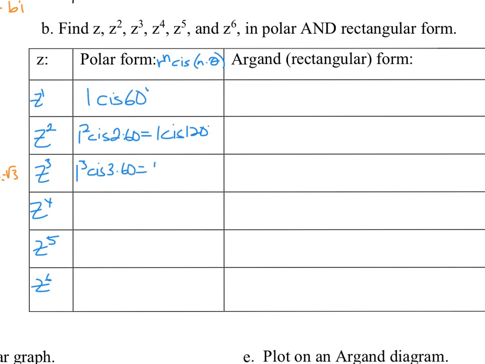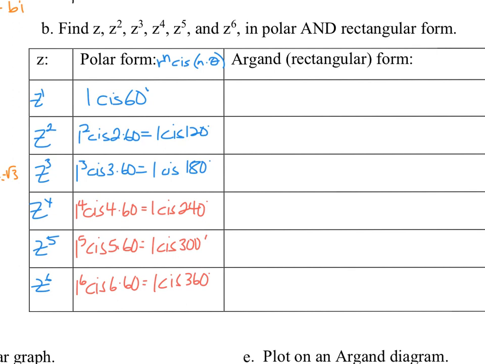Well, 1 cubed is still 1. CIS, 3 times 60 is 180. See if you can complete the last 3: z to the 4th, z to the 5th, z to the 6th. Please press pause on the video, fill that out, and then press play, and we'll continue from there and convert to rectangular. You should have 1 CIS 240, 1 CIS 300, and 1 CIS 360.